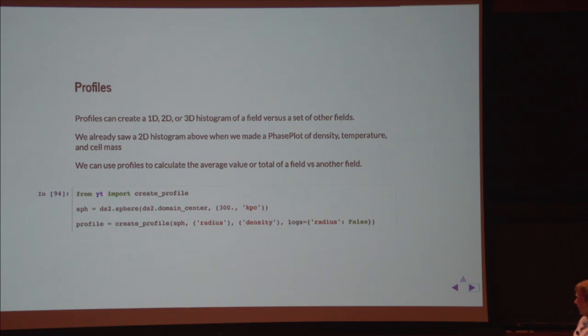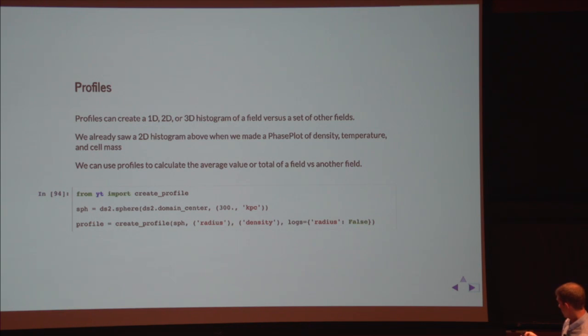So for example, say I make a sphere from that galaxy cluster data set with the magnetic fields. I place the sphere at the center, a 300 kiloparsec sphere. I use this function called create profile. I tell it I want a profile binned on the radius of the density. So what it'll do is create a set of radial bins in one dimension. It will compute the average density within each radial bin.